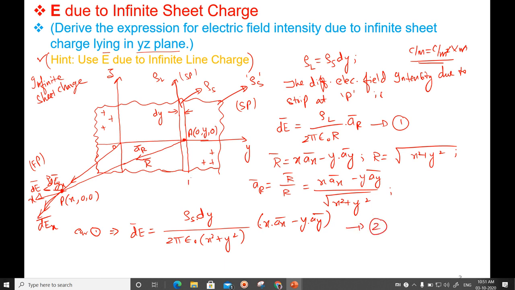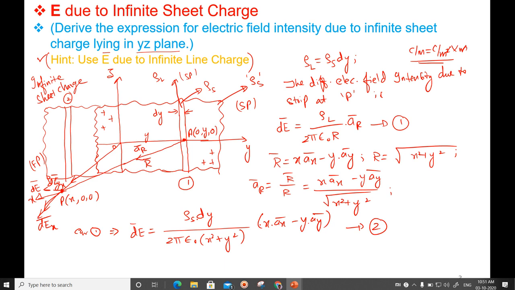Okay. This is the first strip I am taking at distance y. Another strip I can take. This is an infinite sheet, right? So I will extend this just for my convenience. I can take another strip now at distance y in the negative y direction. Strip 2, at the same distance y. I can take another strip, due to which what will happen?